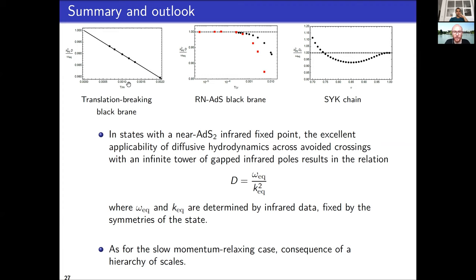And this is true both for a translation breaking black brain, this is true for the Reissner-Nordström black brain, this is true for the SYK chain. And this is a consequence of the hierarchy of scales, because that relation, as you see here from these plots, it holds only in the limit of small temperatures. As you crank up temperature, then that relation ceases to be true.